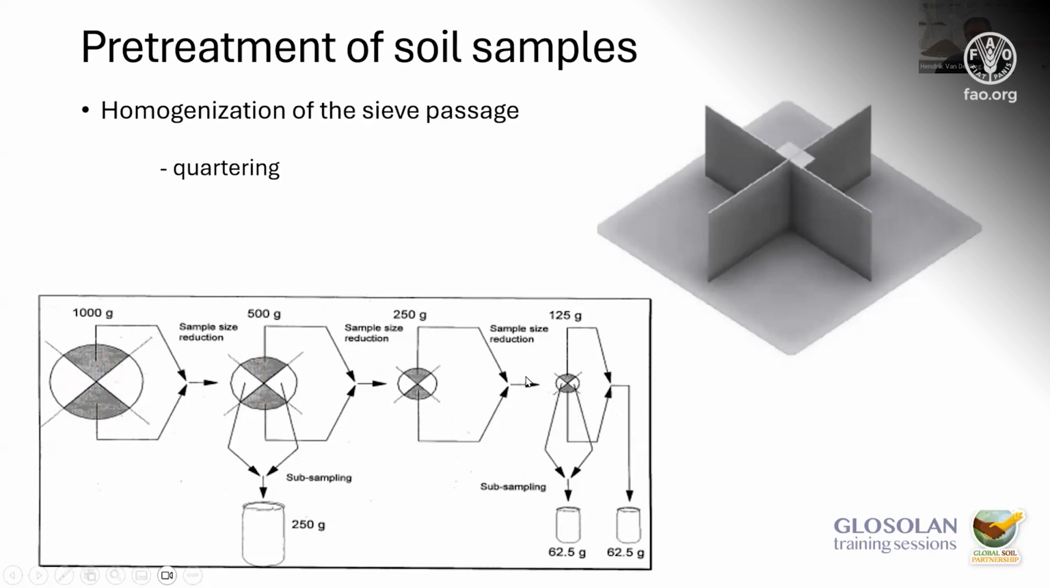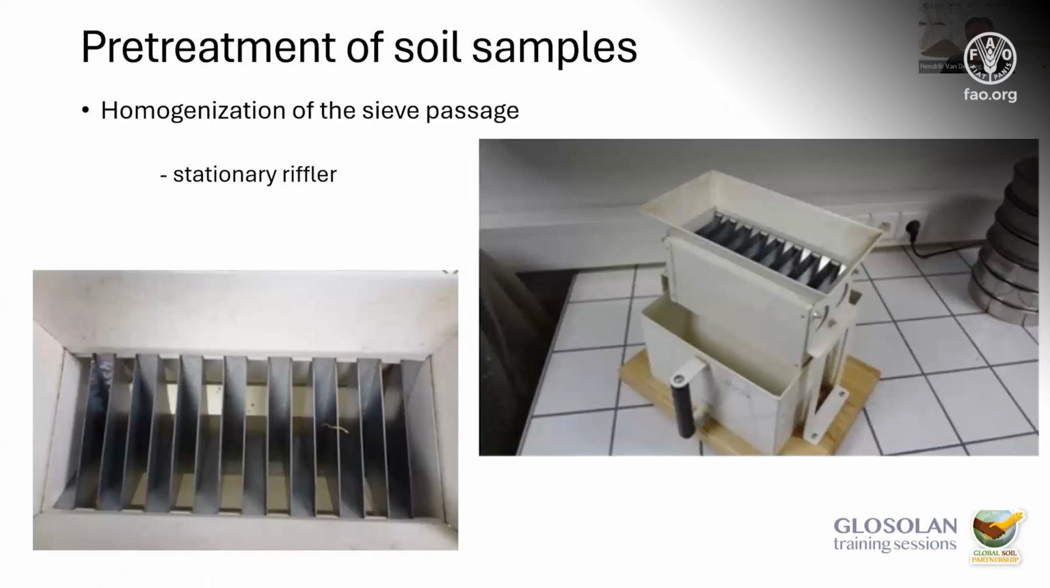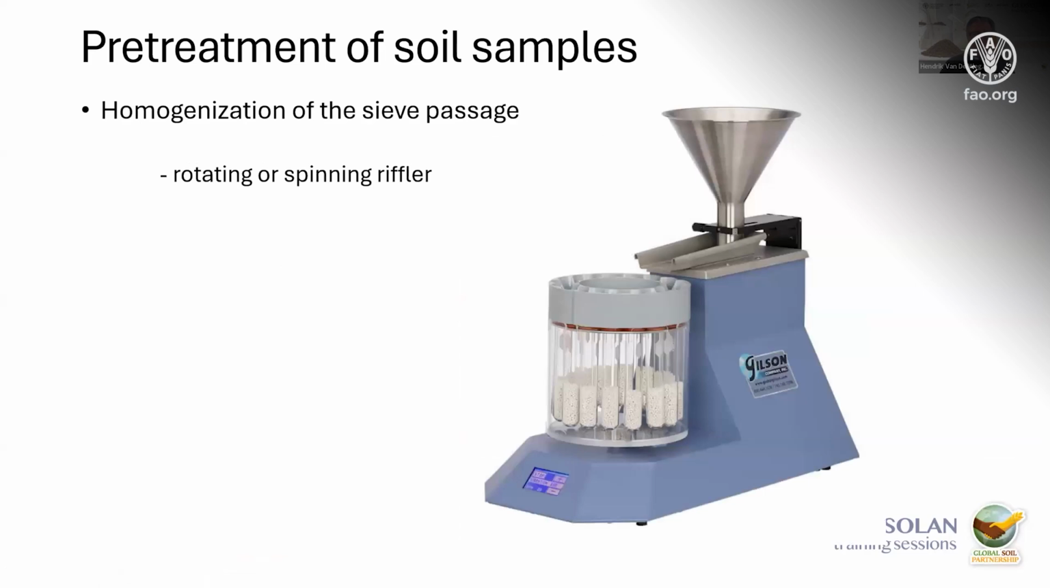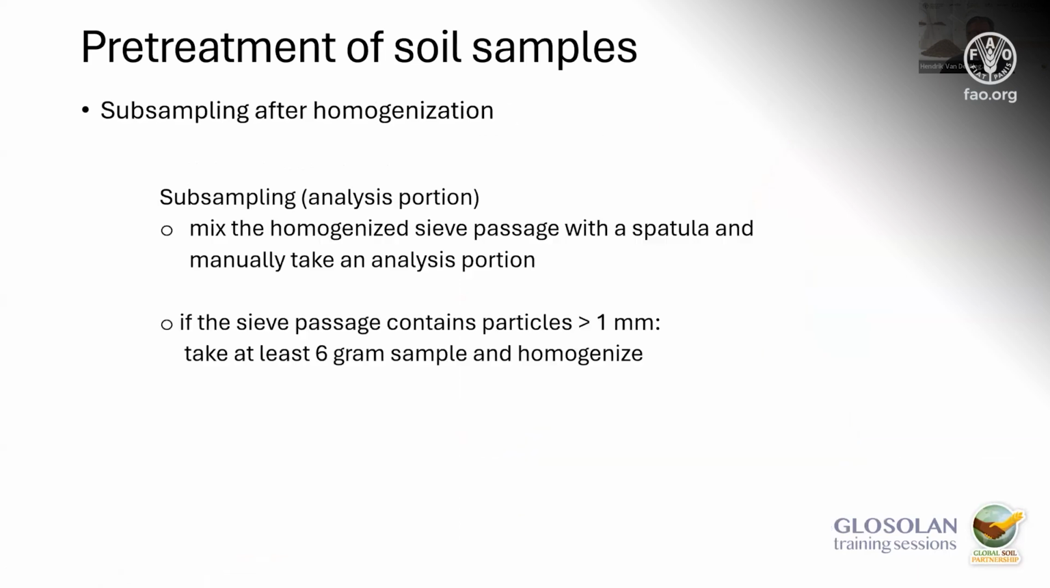So in fact, we have a sample reduction until we have like 4 times, and then we have subsamples. If we start with 1,000 grams, after 4 times, we have approximately 62 grams of subsample that is ready for analysis. So instead of this manual process, you can also use special instruments like this one, the stationary riffler, where the soil is divided between slits, or automatic instruments like the rotating or the spinning riffler. So all these instruments, the purpose is to homogenize the sample.